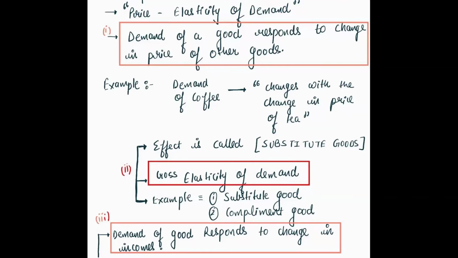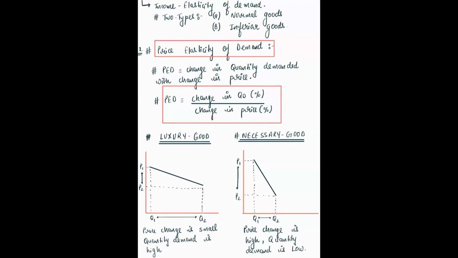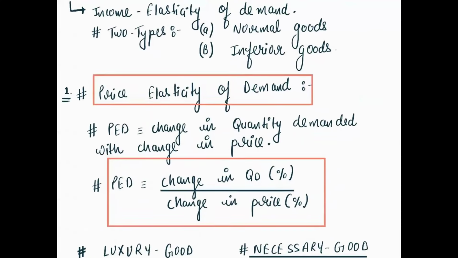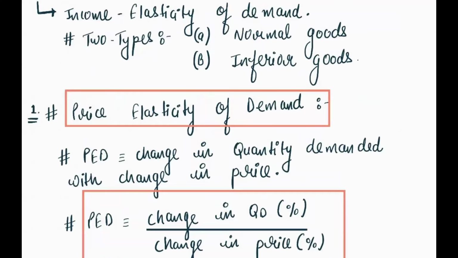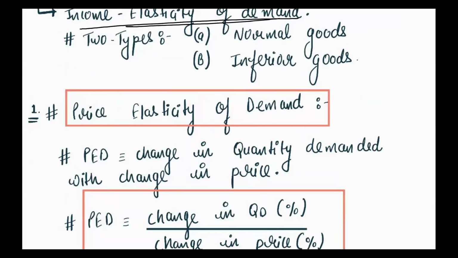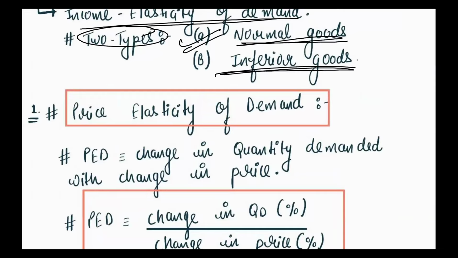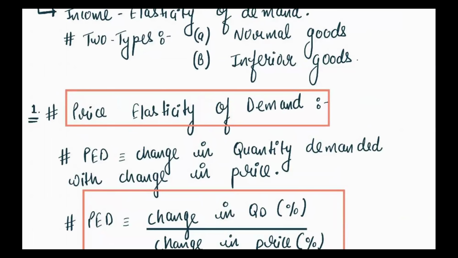Right? So we have income elasticity also. The third factor is income. I hope now things are becoming very clear to everyone. Income elasticity of demand has two types: normal goods and inferior goods. When you understand that type of goods, demand and supply will be very easy for you, right?